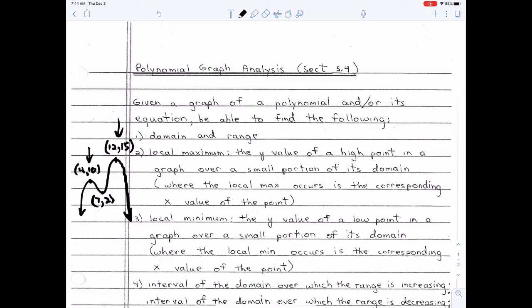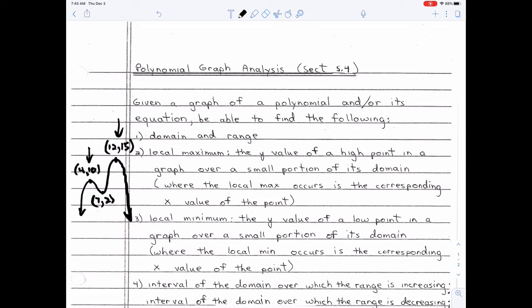Okay? Is there a minimum for this graph? No, because the graph goes all the way down to negative infinity. But is there a local minimum? Yes. And that would be 2, because that's at the bottom of the curve. So it's not really a totally new idea, other than we've never dealt with local maximums or local minimums, but we've dealt with maximums and minimums before.